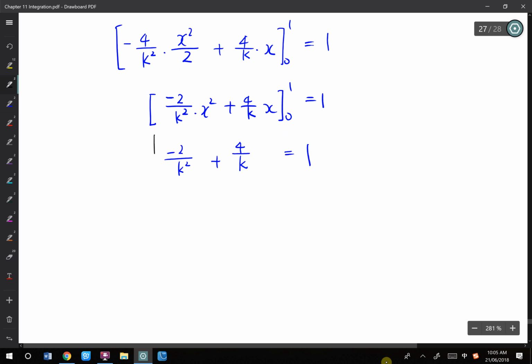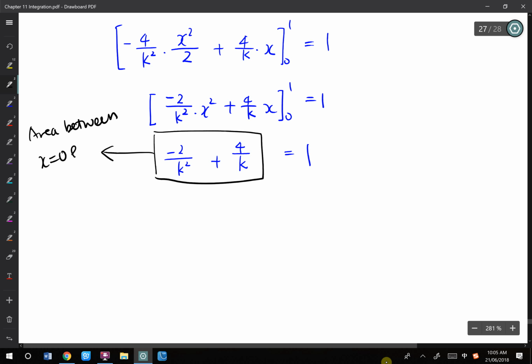That's the area between x equals 0 and x equals 1. Okay, it's changing according to k. Different k will give you a different area. It's changing. So, what do you do next if you want to solve this equation? How can you solve this equation? Solve for k.